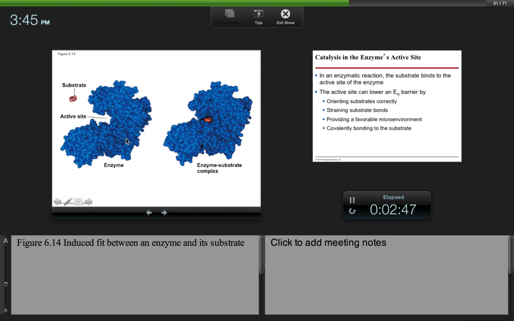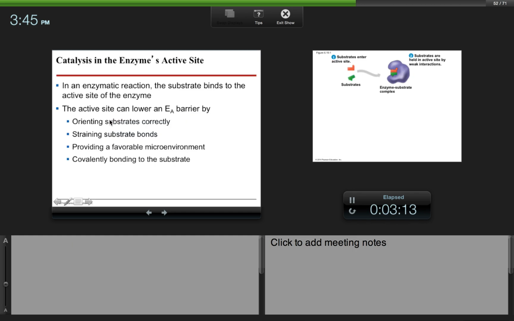So this would be an enzyme and the active site, which is a groove within the enzyme where the substrate will bind. And then when the substrate comes and binds to the active site, the enzyme sort of surrounds the substrate even more, sort of like if you were shaking someone's hand, how your two hands mesh together or come together in a tight fit. In an enzymatic reaction, the substrate binds to the active site of the enzyme.